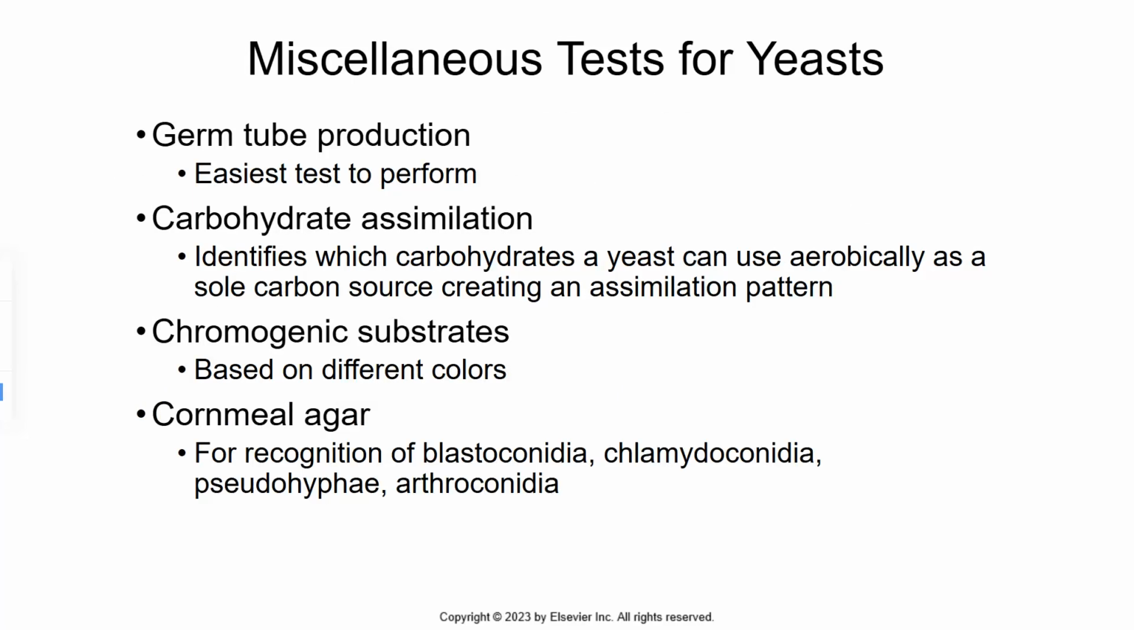Germ tube production is the easiest test to perform. Carbohydrate assimilation identifies which carbohydrates a yeast can use aerobically as a sole carbon source, creating an assimilation pattern. Chromogenic substrates are based on different colors. Cornmeal agar is used for recognition of blastoconidia, chlamydoconidia, pseudohyphae, and arthroconidia.